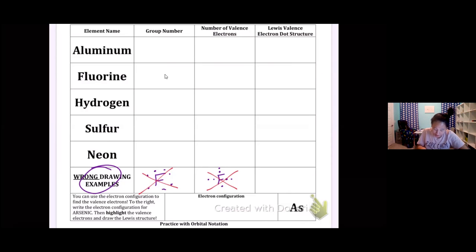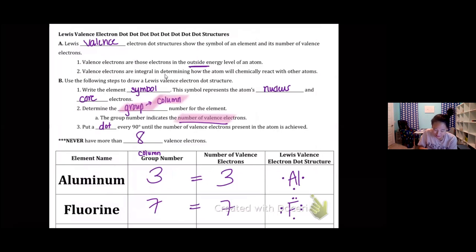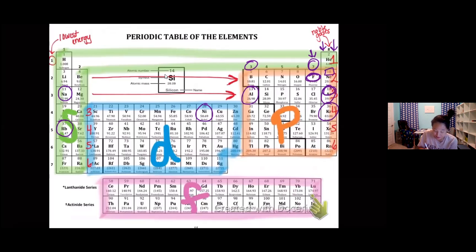So I'm gonna save one bad drawing for helium. Helium is weird because helium is here, it's element number 2, but it's in column number 8. And so it's a weird one. It's in column 8 because it is a noble gas, okay? So it has to be there.